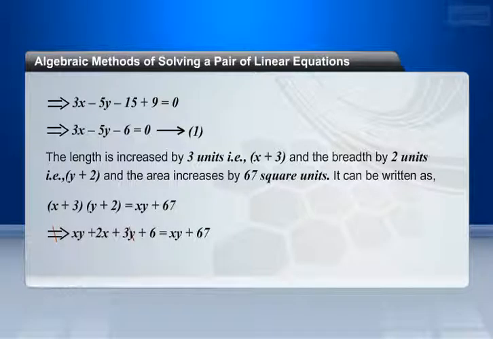This implies that xy plus 2x plus 3y plus 6 equals xy plus 67. This implies that 2x plus 3y plus 6 minus 67 equals 0. This implies that 2x plus 3y minus 61 equals 0, make it as equation 2.